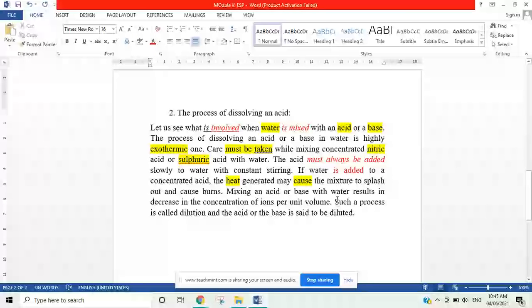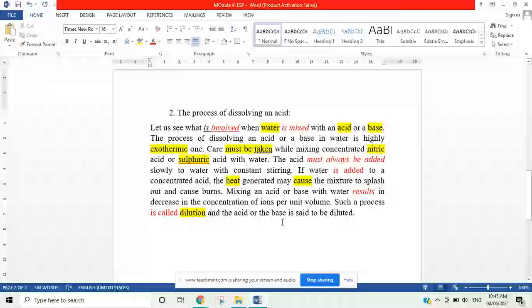Mixing an acid or base with water results in a decrease in the concentration of ions per unit volume. Such a process is called, what is this process called, dilution. And the acid or the base is said to be diluted. So, "is said to be".